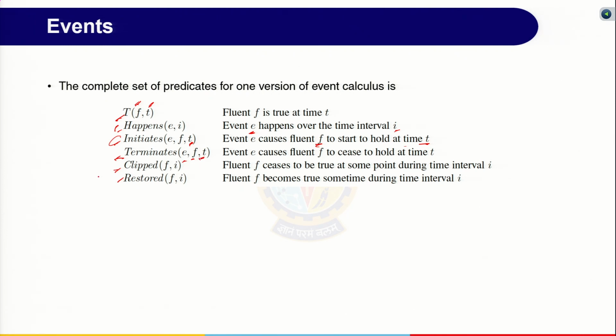Clipped is another predicate which says that fluent F ceases to be true at some point during a time interval. We are not sure exactly the timestamp where it stops being true, but we know that at a time interval I, which is from t1 to t2, somewhere here the fluent F has stopped being true. And restored is the opposite of clipped, which says the fluent F becomes true sometime during the time interval.